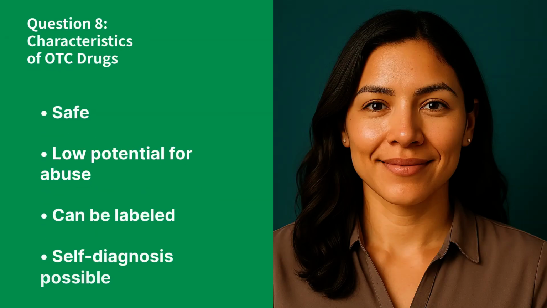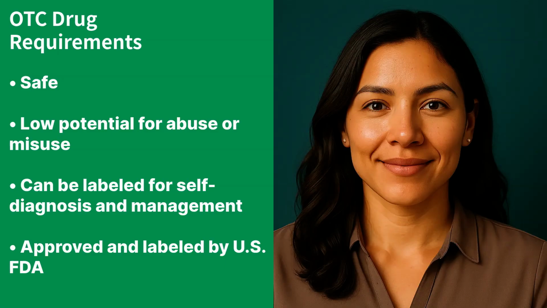Question 8. Which of the following are characteristics of an over-the-counter OTC drug? Select all that apply. The correct answers are A, B, C, E. An OTC drug must be safe, have a low potential for abuse or misuse, and can be labeled. The patient must also be able to self-diagnose and manage the condition. OTC drugs are approved and labeled by the US FDA.